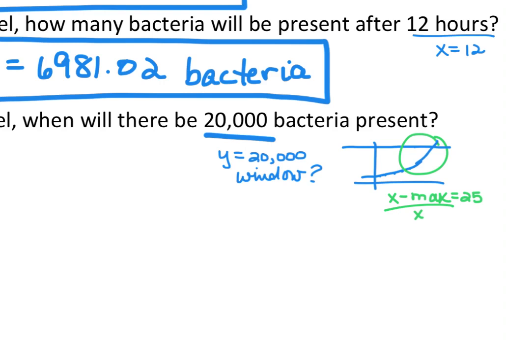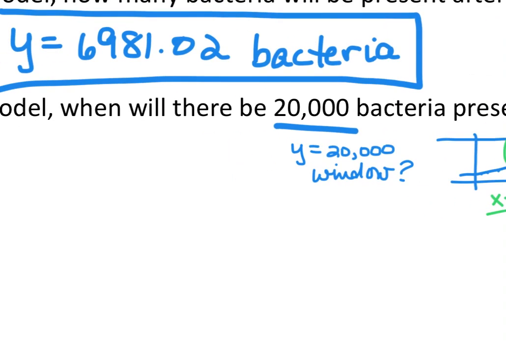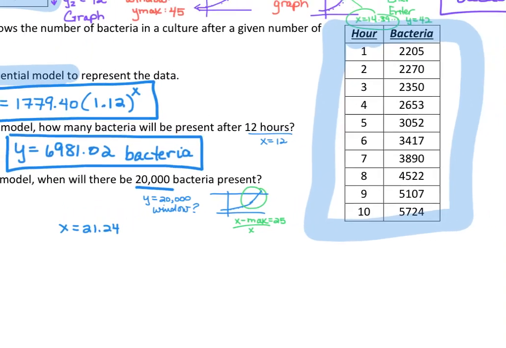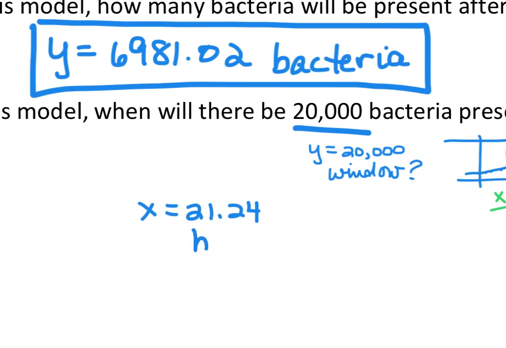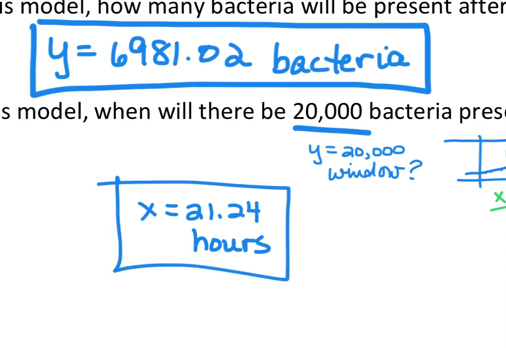And so in this case, you're going to do second trace 5, enter to find the place where those two graphs intersect. And here I find that x is equal to 21.24 when y equals 20,000, and that means that after 21.2 hours, there are going to be 20,000 bacteria.